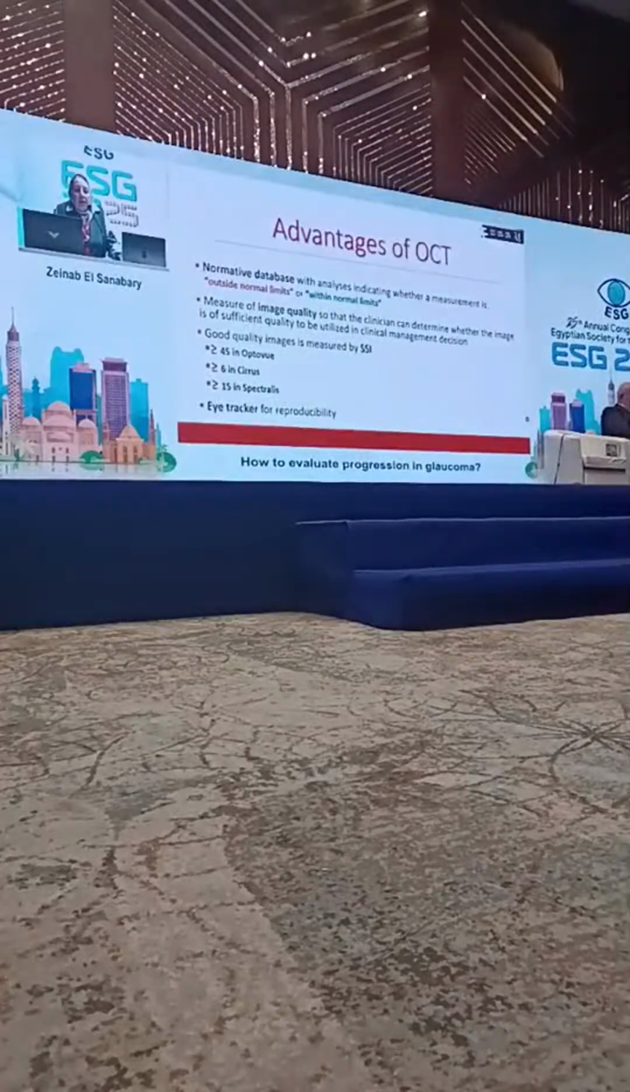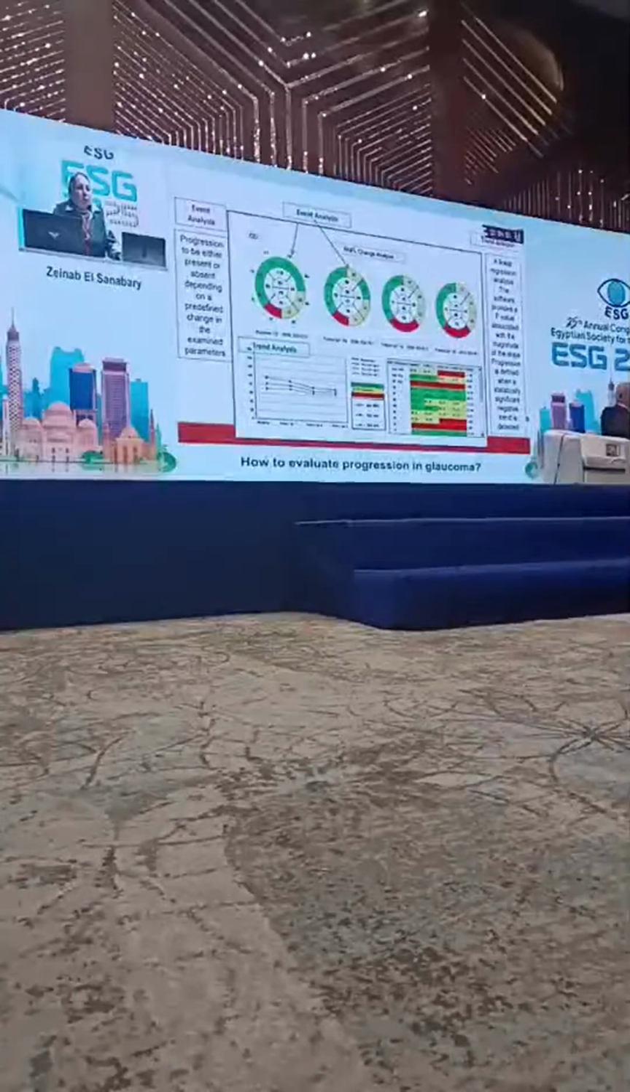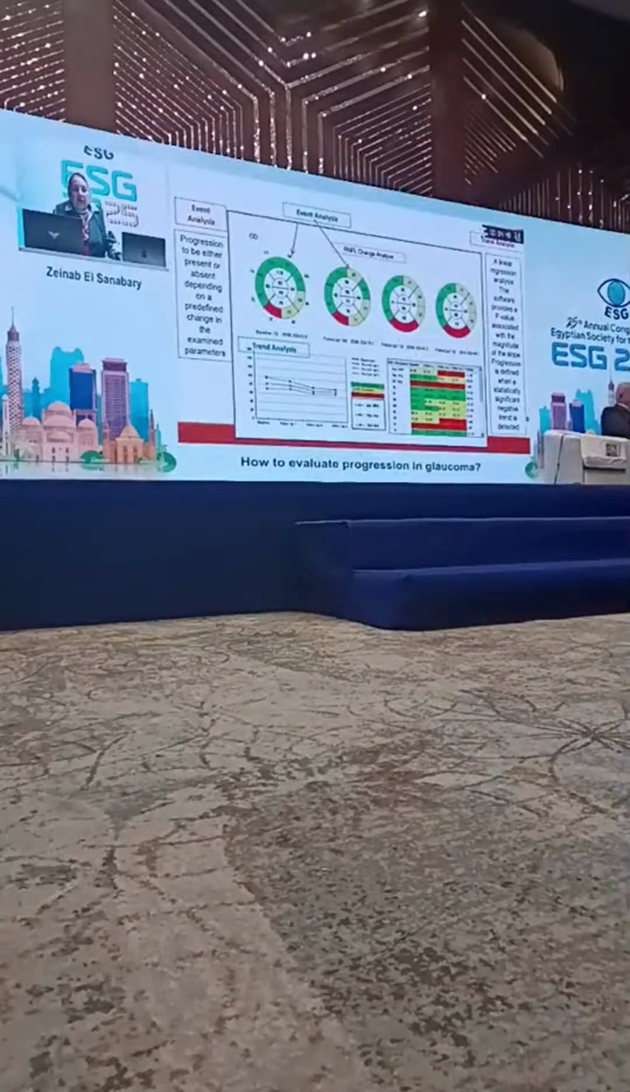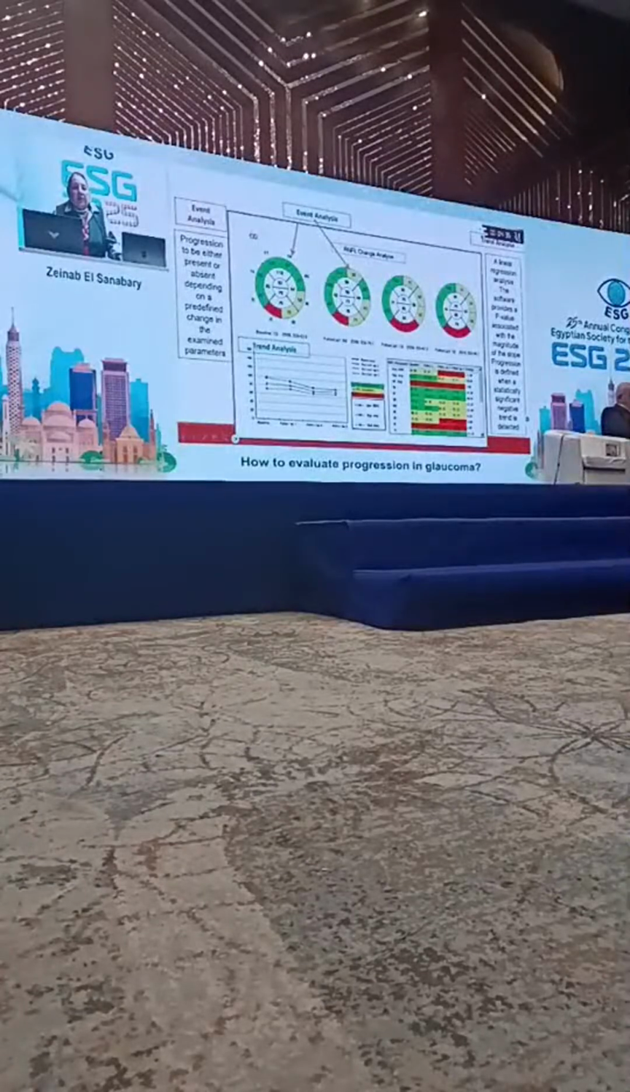And these are the parameters for the signal strength index for the different instruments, and I should have an eye tracker. This is an example of how to evaluate progression with OptoVue. I should always look at the event analysis and the trend analysis. The event analysis will show progression in a sector. As you see the arrows here, in this sector it was 94, then it became 82, then it became 77.